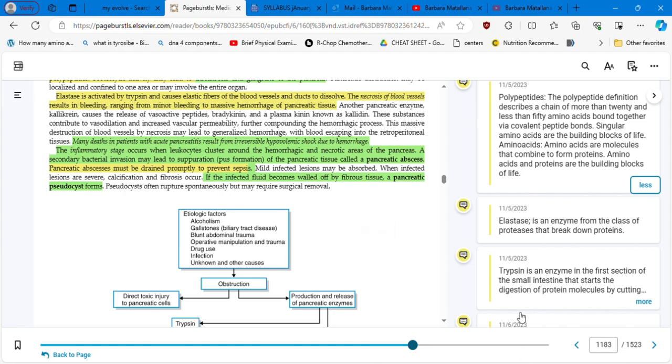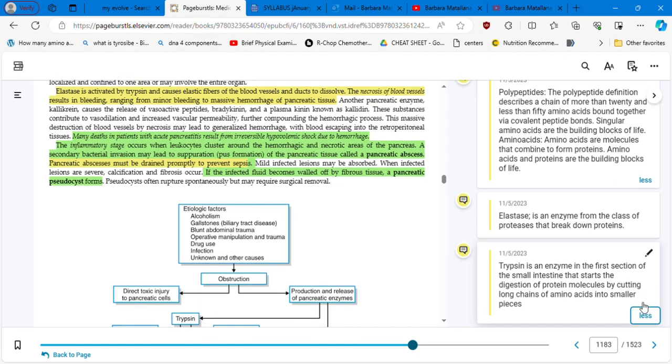Dr. Matalana, what is trypsin? Too many things, guys, you need to review. Oh my God, this is too much for my head. Trypsin is an enzyme in the first section of the small intestine that starts the digestion of protein molecules by cutting long chains of amino acids into smaller pieces.